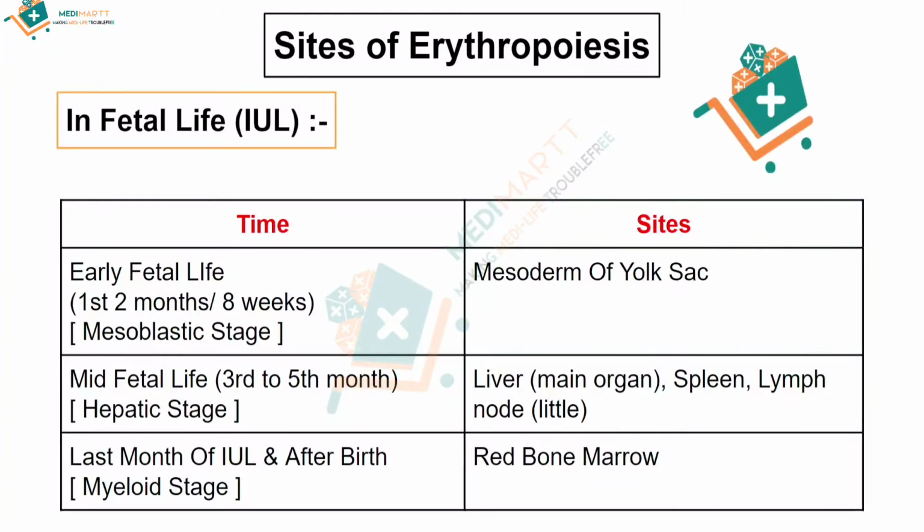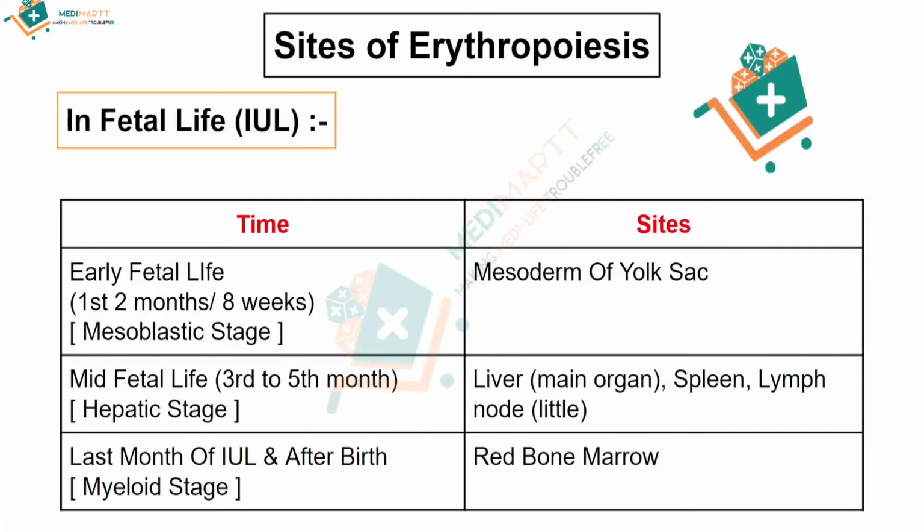of the yolk sac. Okay, then comes the hepatic stage, which is also called the mid fetal life. In this, the time ranges from the 3rd to 5th month. So it is called the hepatic stage. Hepatic, we can assume from the name itself, is related to the liver. So the liver is the main organ in this particular stage. Then there are the spleen and lymph nodes. Lymph nodes and spleen contribute a little, but the liver is the main organ. The name itself involves the liver.